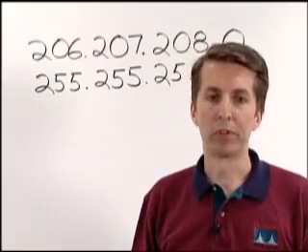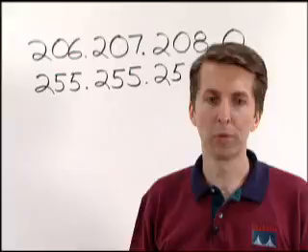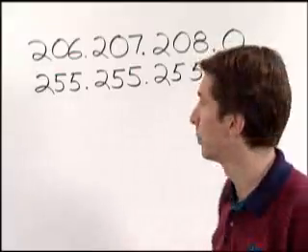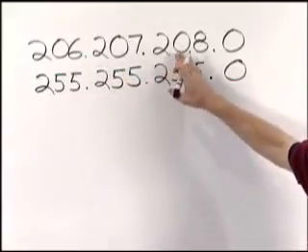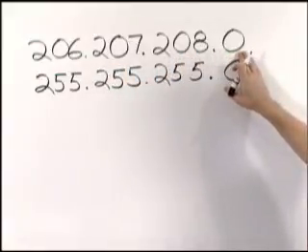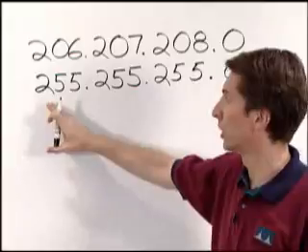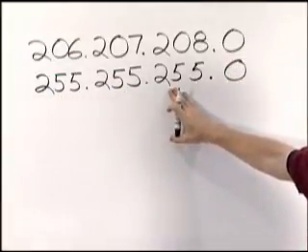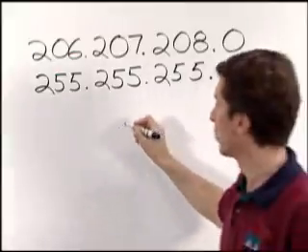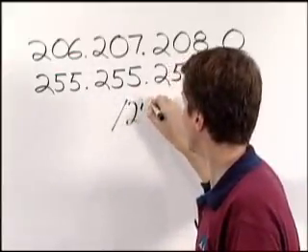We want to break up, or subnet, a Class C address into smaller blocks of addresses. Let's say that we were assigned the Class C address of 206.207.208.0. Remember, the default subnet mask for a Class C address is 255.255.255.0, and we can write that as /24.